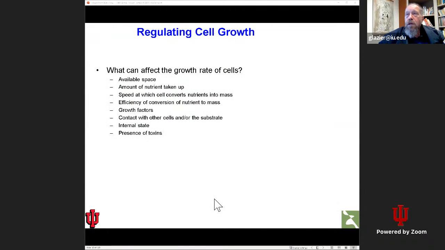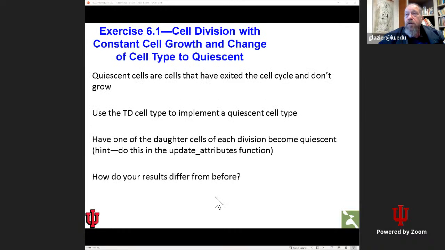Okay, so we talked a little bit about regulating cell growth, and we mentioned that in reality, cells change their growth rates for a whole variety of reasons. We're going to focus here on some of the possibilities. And I think in the interest of time, we'll probably skip this exercise and move on to the one with contact inhibition.